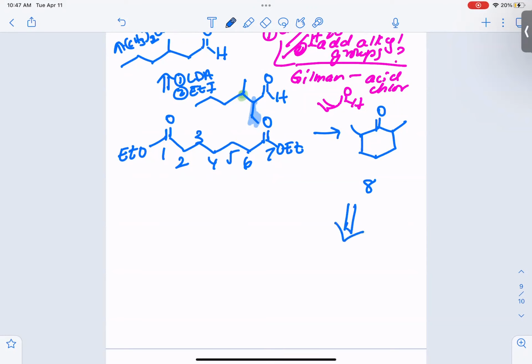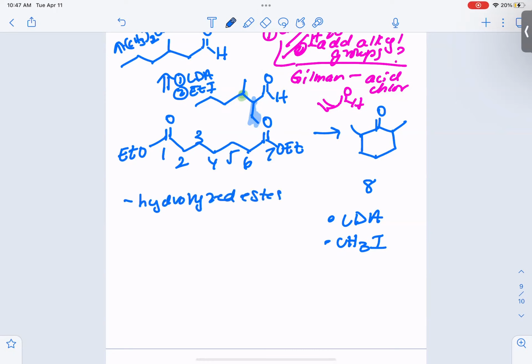So I wouldn't even do it as a retro arrow, just to show you that there are different ways to do this. At some point, you had to use LDA and methyl iodide. If we look at this starting material, we also had to have hydrolyzed the esters.